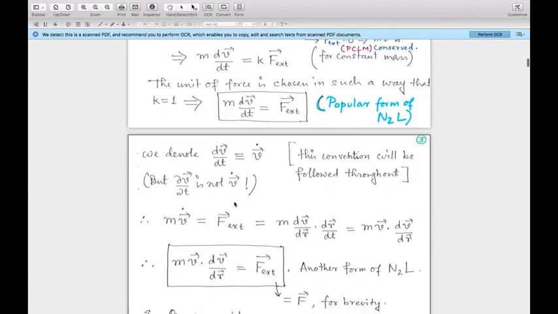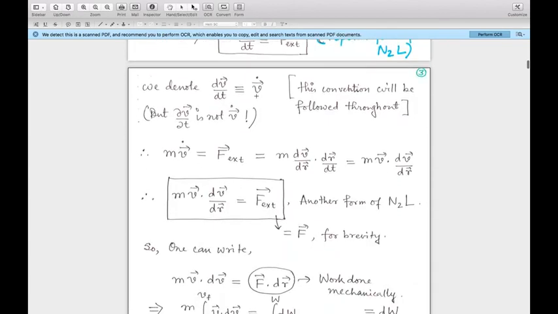Now in our course, unless stated otherwise, v dot will denote d/dt of v, but not ∂/∂t. ∂/∂t is the partial time derivative. d/dt is the total time derivative. I hope all of you understand the difference between the two. And then m v dot you can write is equal to F external, and then if v dot is dv/dt, which is dv/dr times dr/dt.